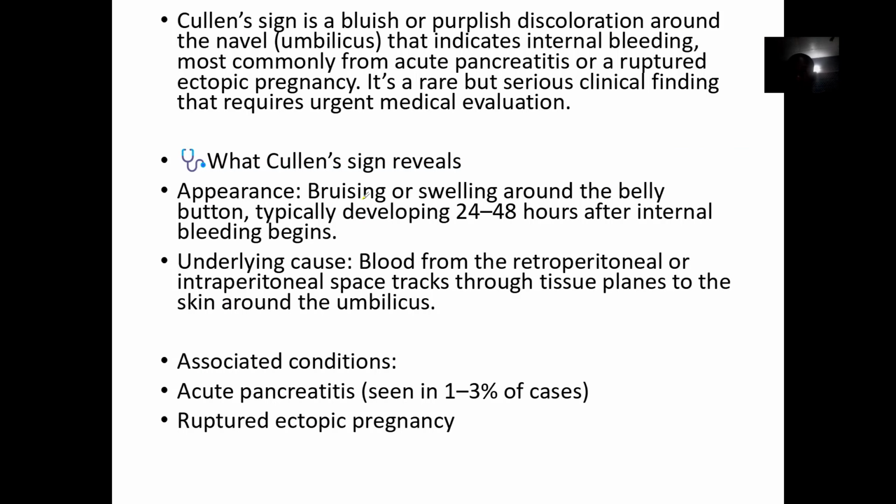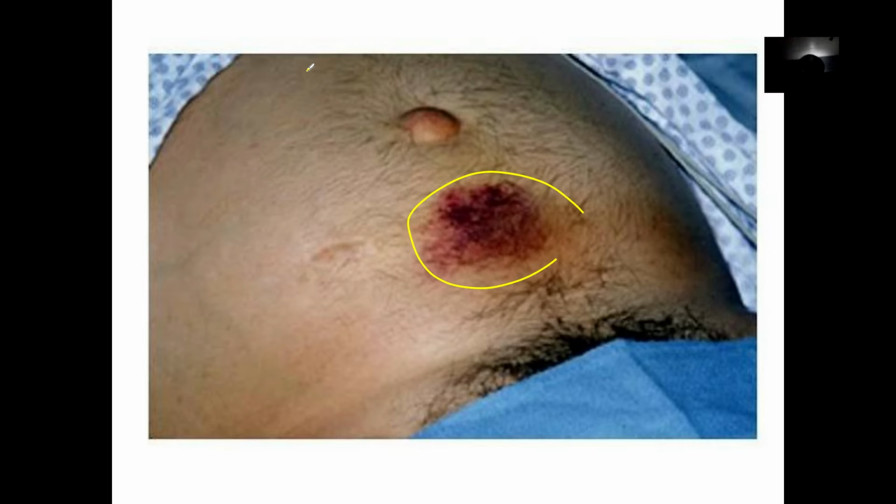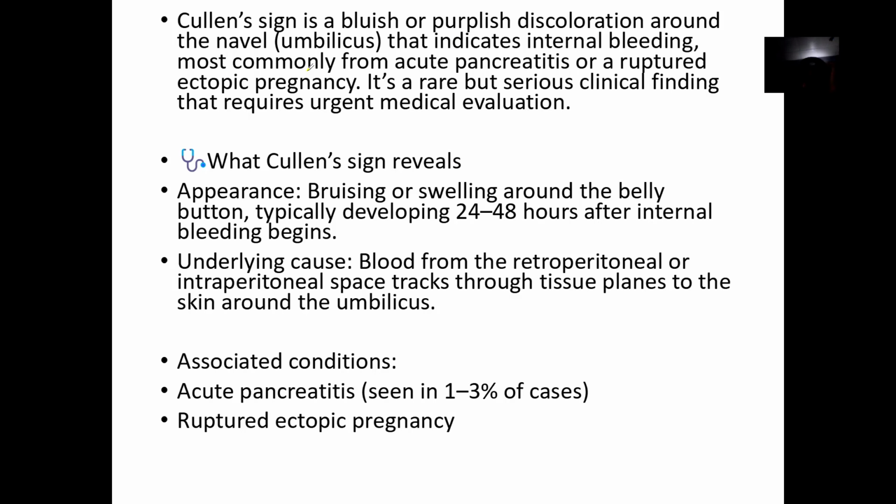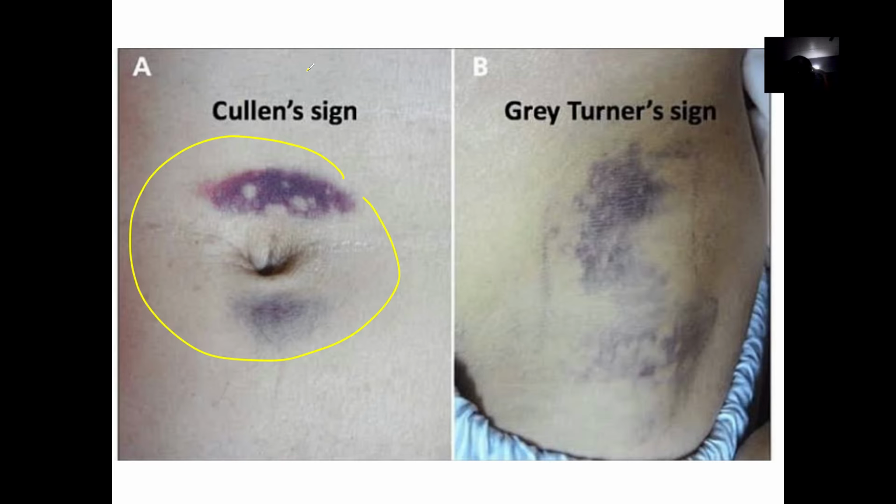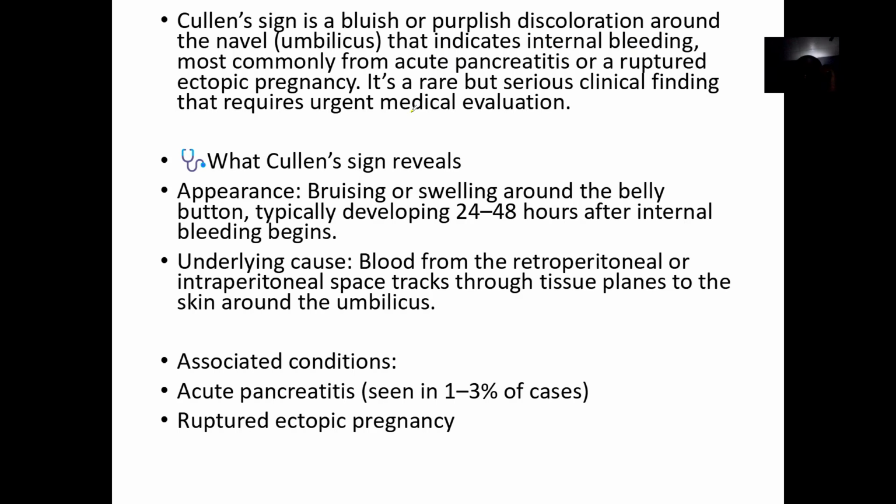First, you should know that it's a bluish or purplish discoloration. This one is purple, while this one is bluish. It usually occurs around the umbilicus, and it indicates that the person has bled underneath that place. We'll talk about the causes, don't worry. The association, the appearance: bruising or swelling around the belly.